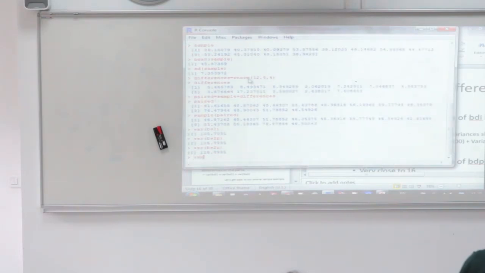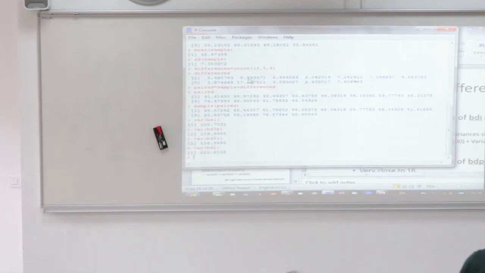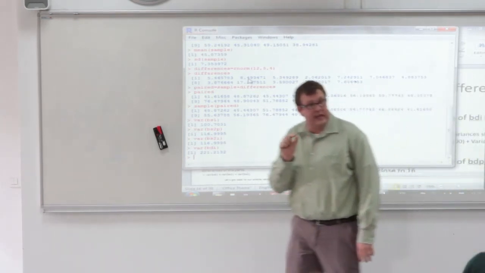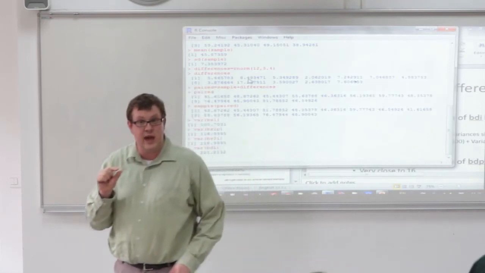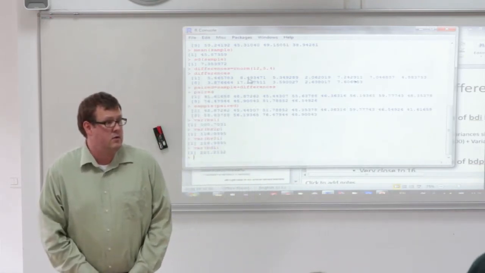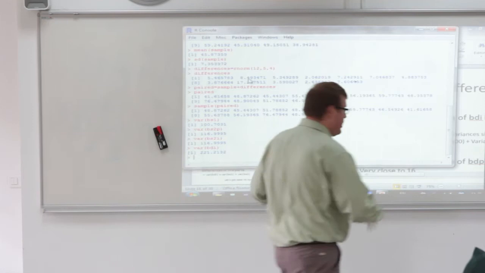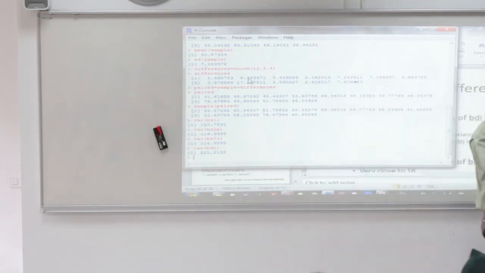So let's get the variance of BDI. 221. It's not exactly 216. Why? Because we have randomness. There is probably some small correlation in these data because we have a finite sample size. We haven't gone out to infinity yet. If I took a much larger sample, I should get something much closer.